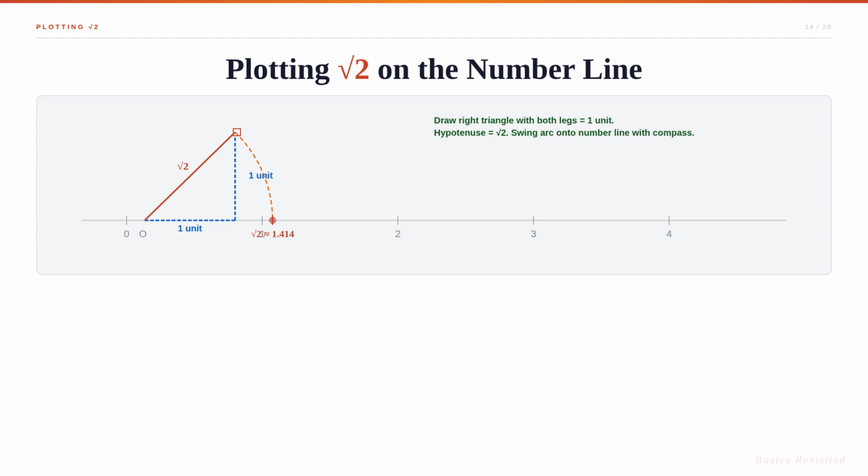Look at this diagram. O is the origin. We draw OA equal to 1 unit along the x-axis. Then we draw AB equal to 1 unit perpendicular at A.